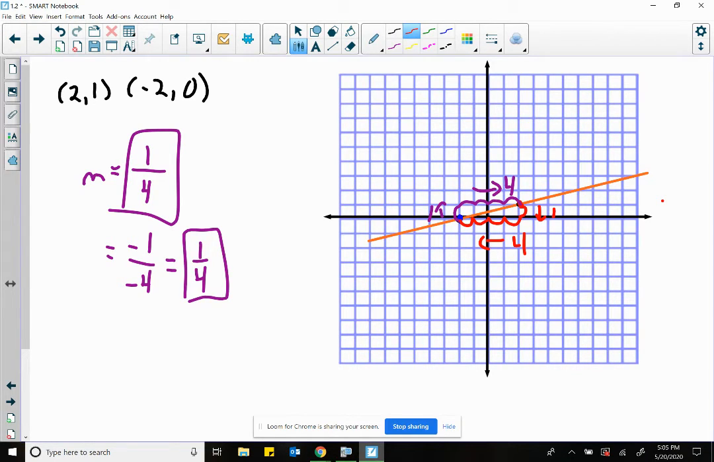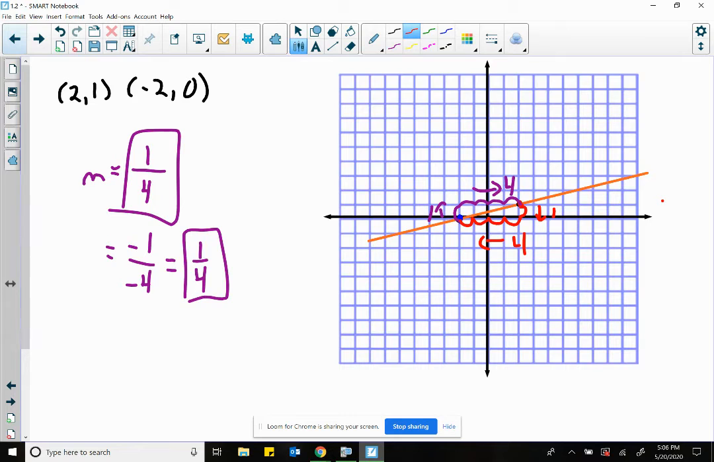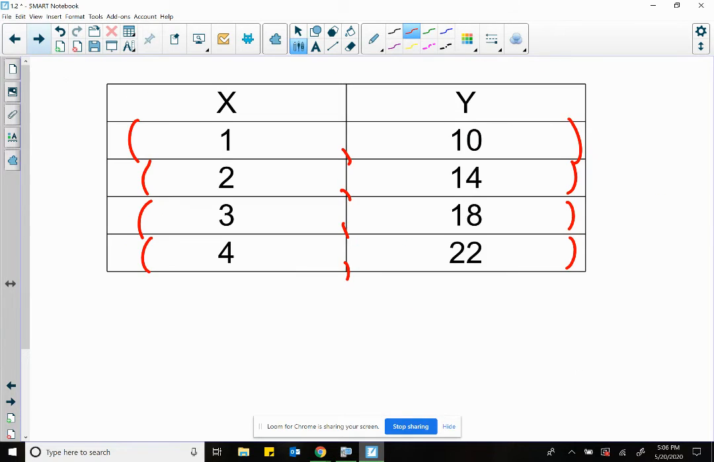But they just didn't give you the picture of the line. Okay? So you've got 4 points here. How many points do you need to find the equation of a line? 2. So just pick 2 of them. And it doesn't matter. Now, something I didn't tell you about over here, that I will tell you about over here. The closer your points are, the less reducing you will have to do.